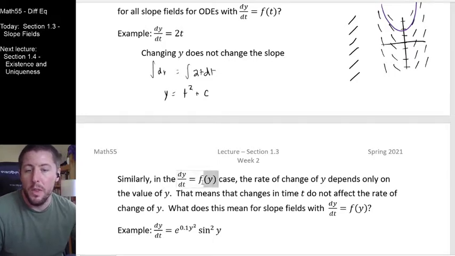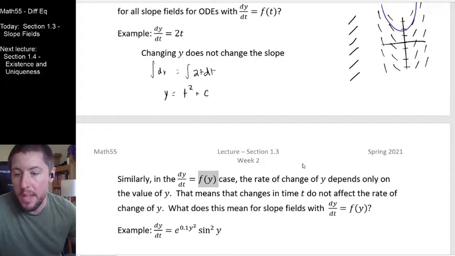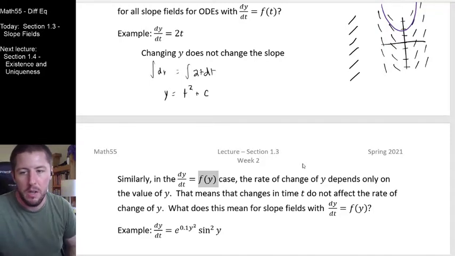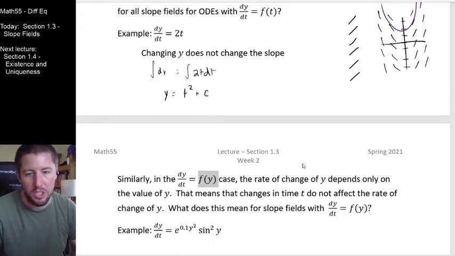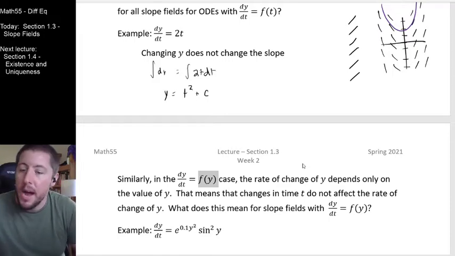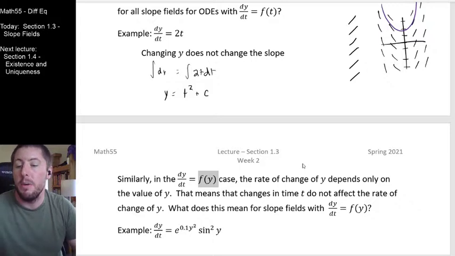In the case where there's only y's on the right-hand side, the rate of change of y depends only on the value of y. Changing time won't change your rate of change. Only changing the value of y will change your rate of change. That means that the changes in time t do not affect the rate of change of y. It doesn't matter if y is 6 now or if y is 6 in a million years. It's going to be changing at the same rate. So what does this mean for slope fields with dy dt equals f of y?